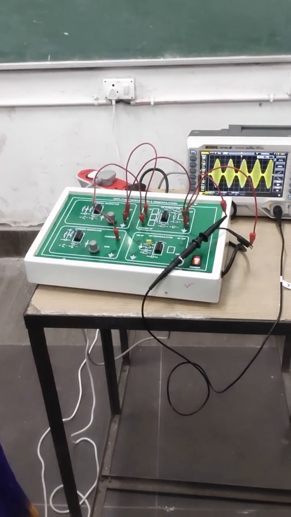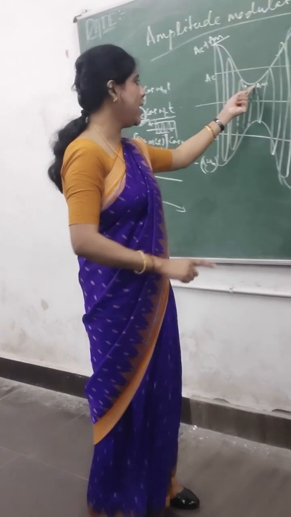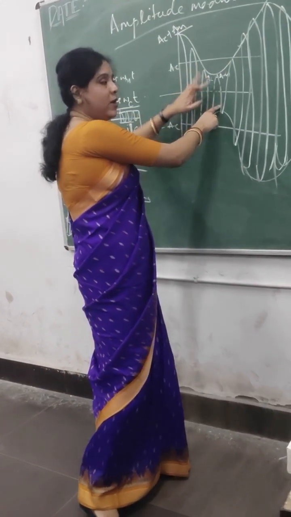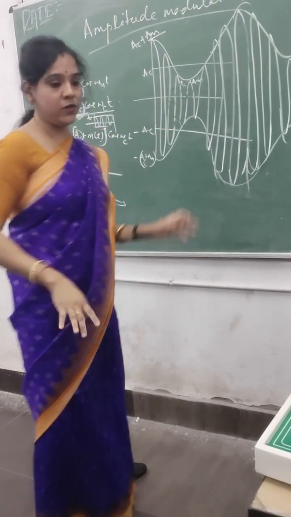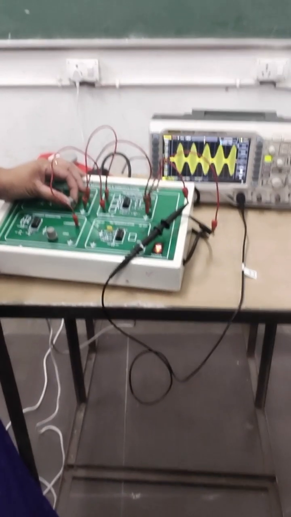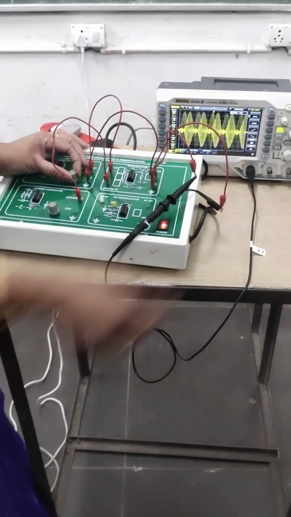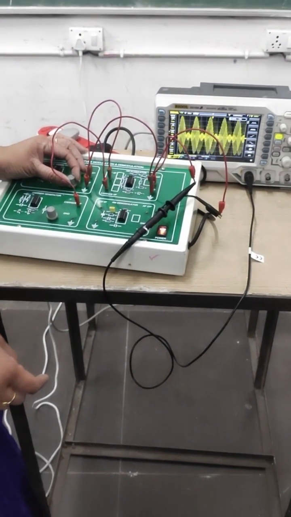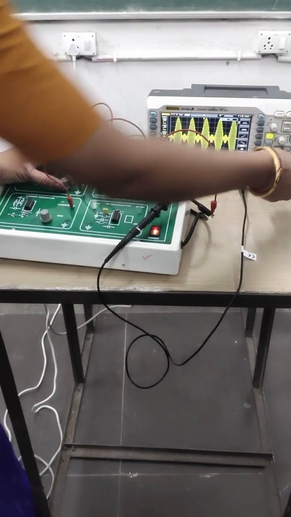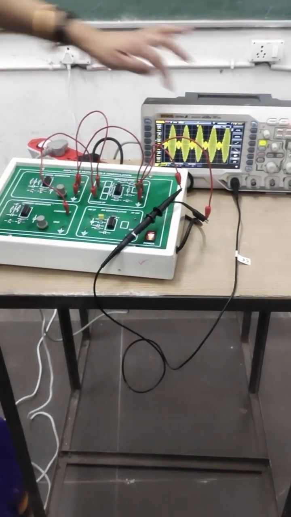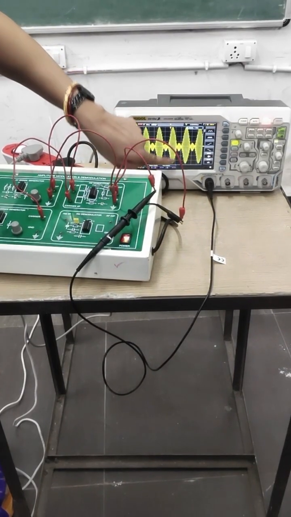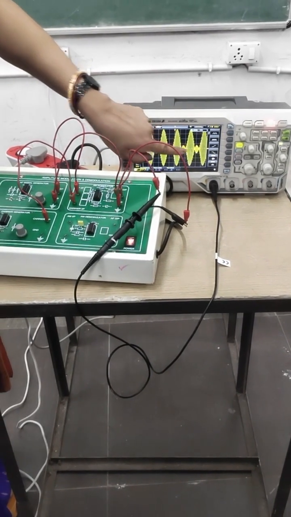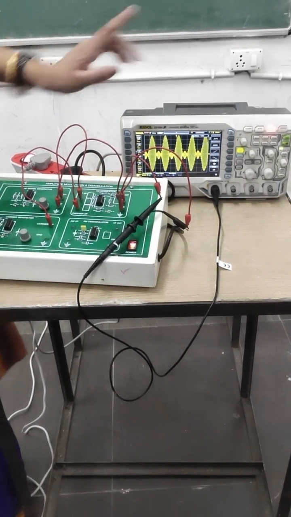Okay. And the third case, when it will happen: if I increase the value of Am, this Ac minus Am will come to this lower part, and the negative part will come to the upper part. So see, this is your over modulation.